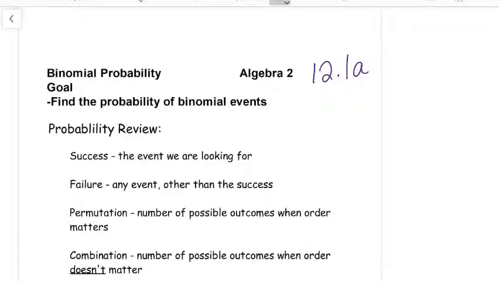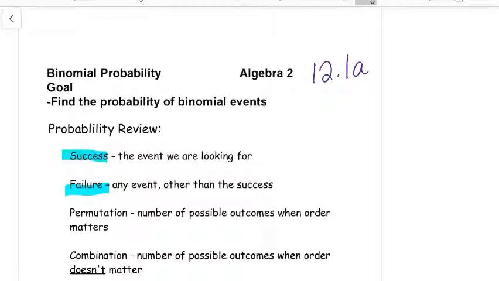Okay, this video is going to cover 12.1a, and today we're going to be learning about binomial probability. A few vocab words that you'll need to know are success. Success is the event that you are looking for. Failure is any other event that is not a success.